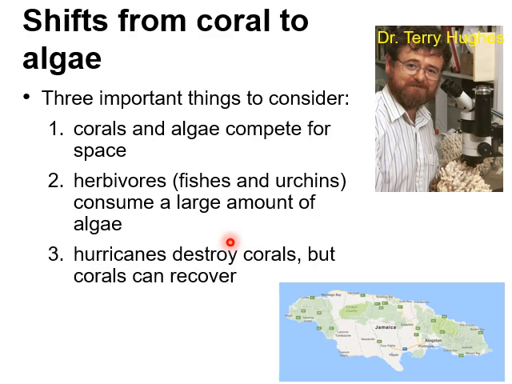Finally, one less important thing to consider is hurricanes. So there's going to be a hurricane in the story. And hurricanes are, of course, a natural thing, right? So hurricanes have occurred for a very long time. And hurricanes are, of course, very destructive to coral reefs. But corals have always been able to recover from hurricanes over time. You know, it does take time because corals grow very, very slowly, but they do recover from hurricanes. And so let's talk about what happened on the island of Jamaica.